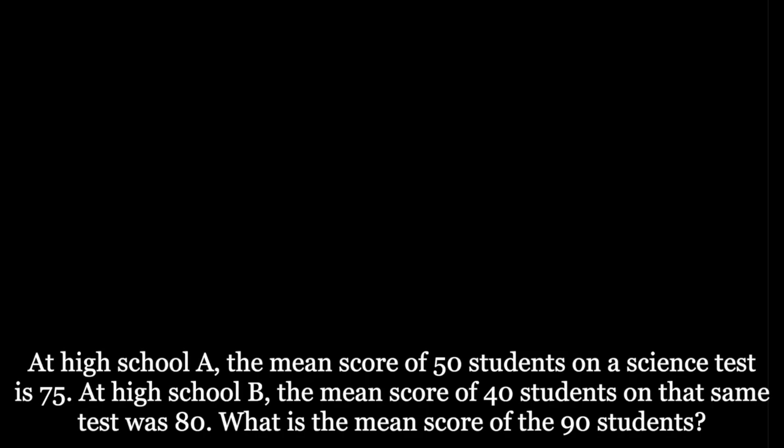Let's try one more word problem. This one is a little more challenging. It says, at high school A, the mean score of 50 students on a science test is 75. At high school B, the mean score of 40 students on that same test is 80. What is the mean score of the 90 students?